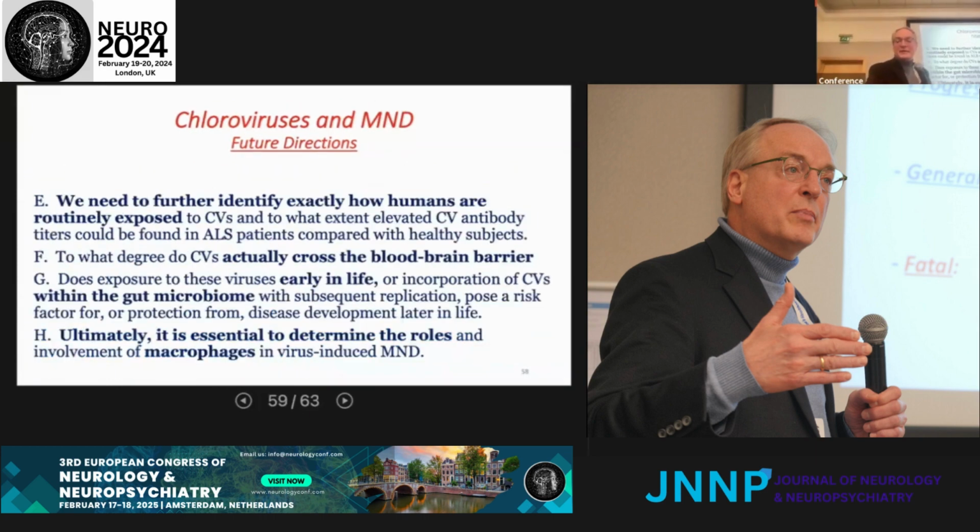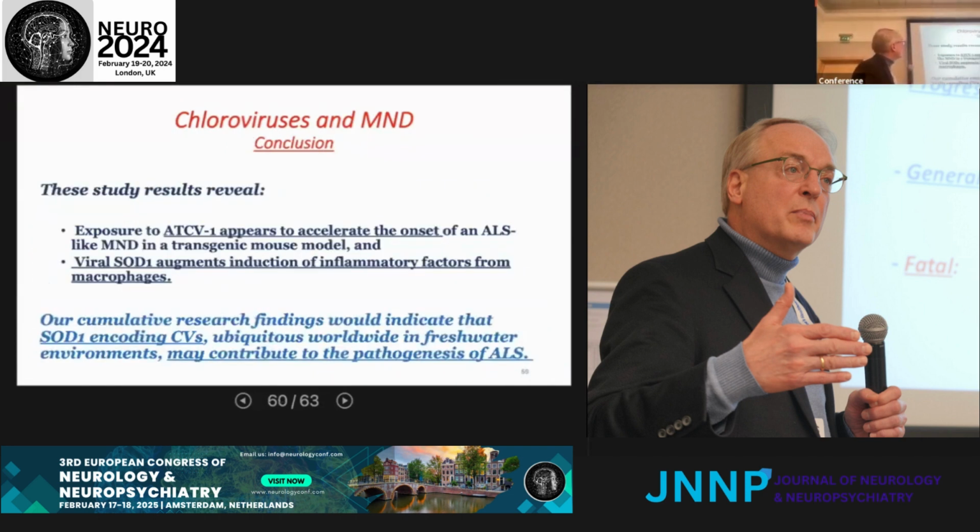We need to further identify exactly how humans are routinely exposed, as I've already mentioned. To what degree does it cross the blood-brain barrier? Does exposure to the viruses early in life have an effect? What about the gut microbiome? We've seen a lot in some of the slides earlier today with the vagus nerve innervating the gut. Could that be a means of getting the virus into the CNS, and is that actually playing a role? Ultimately, it's essential to determine the roles and involvement of macrophages in the viral-induced motor neuron disorder.